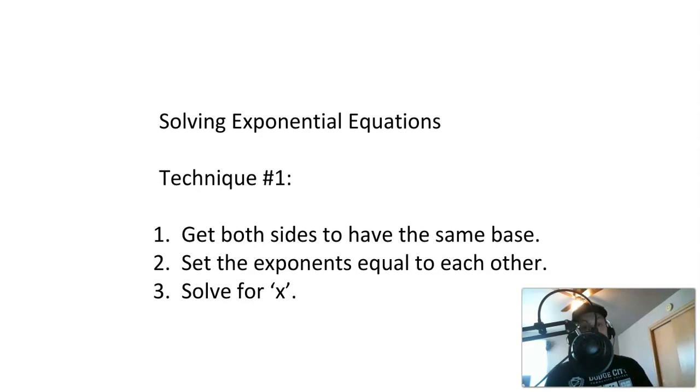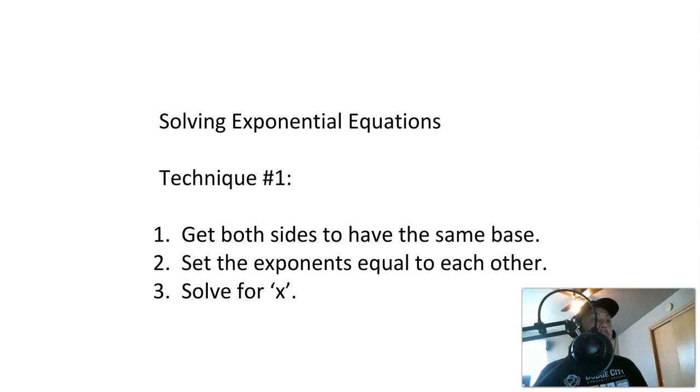Then you set the exponents equal to each other. The only way 2 expressions that have the same base can be equal to each other is for the exponents to be equal to each other as well. And so once you get both sides that have the same base, you set the exponents equal to each other because that's the only way that equation can be true. And then you can just solve it for x. And usually you'll get a really easy equation to solve for x. So it won't be anything crazy like a quadratic equation or anything like that.